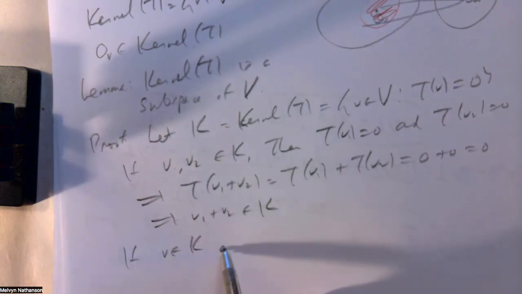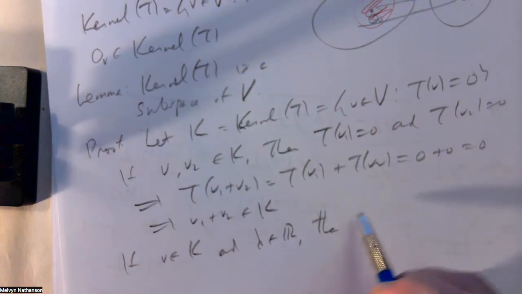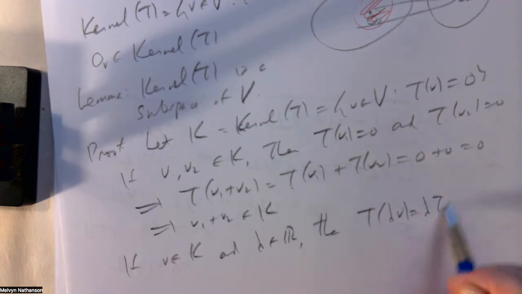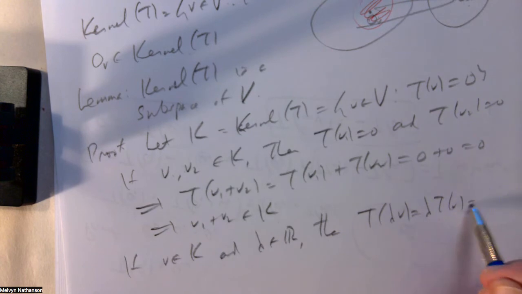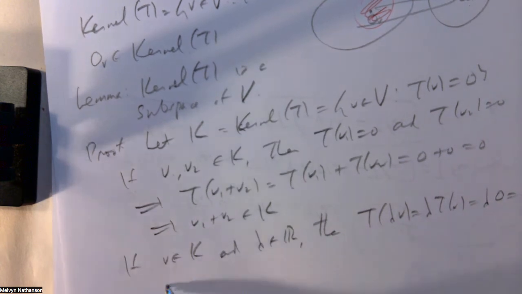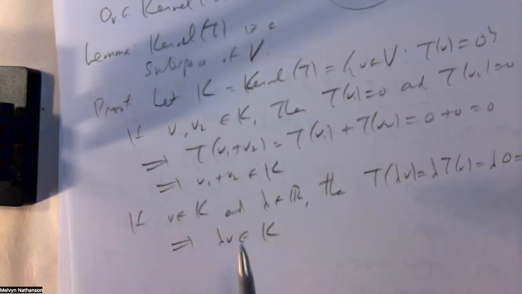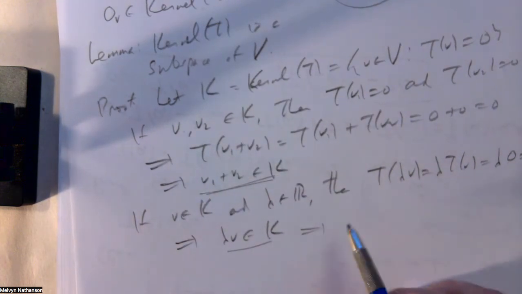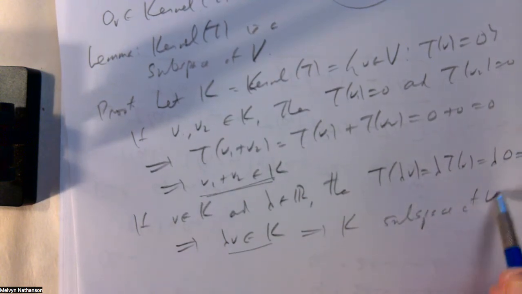And if V is in the kernel and lambda is a scalar, then T of lambda V is lambda T of V, because this is a linear transformation. But T of V is 0, and any number times the 0 vector is the 0 vector. So lambda V is in K. So this kernel is closed under vector addition and scalar multiplication. So K is a subspace of V.